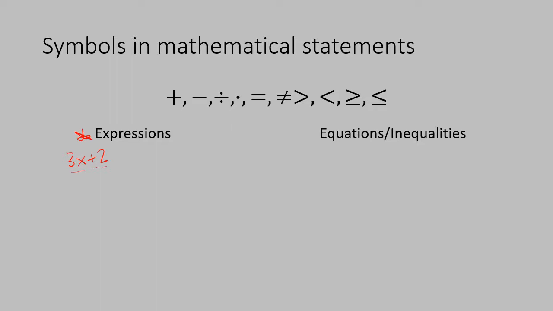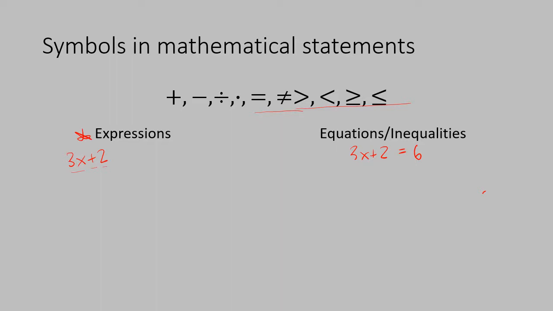On the other hand, an equation or inequality would include those things and one of these statements of equation or inequality. And so we have 3x plus 2, maybe that equals 6. Well, now this is a statement. It's stating the relationship between two different mathematical expressions, because 6 is just a number, but it also can be considered a mathematical expression.